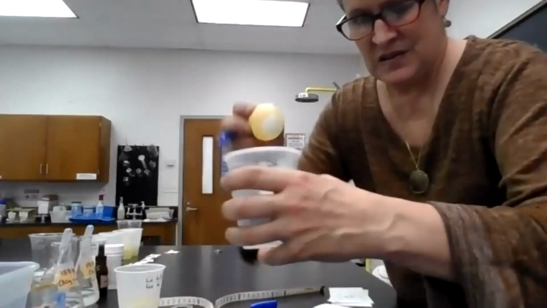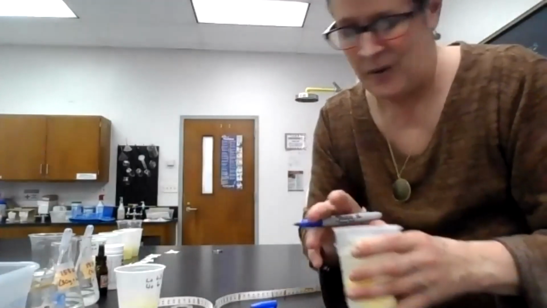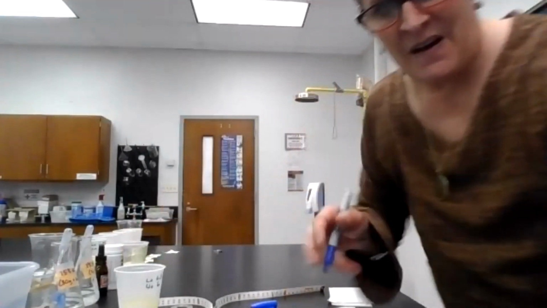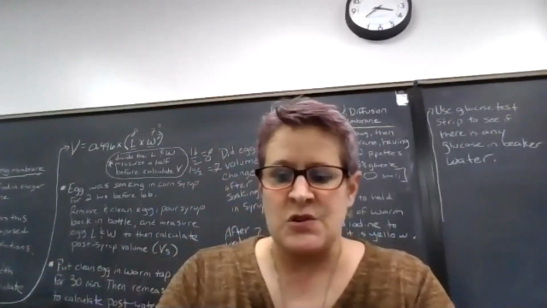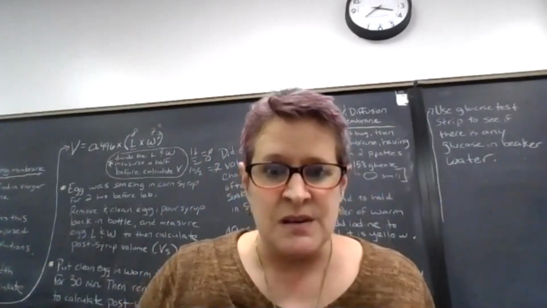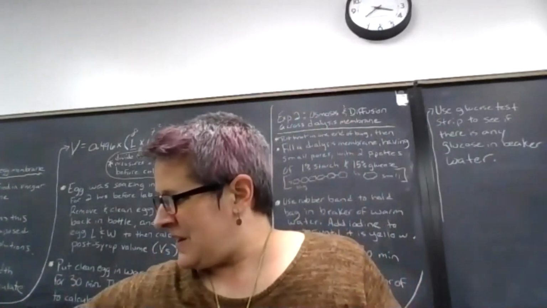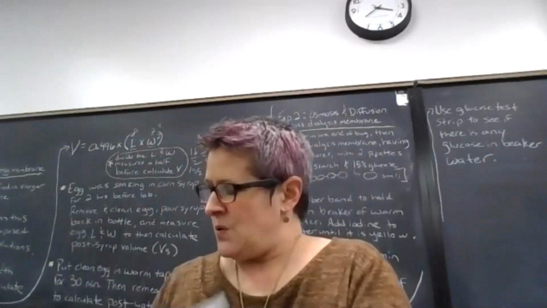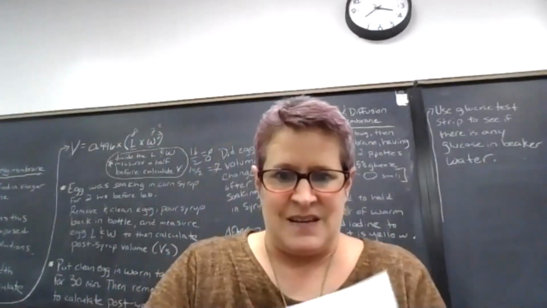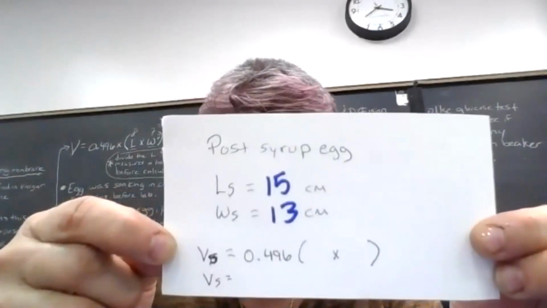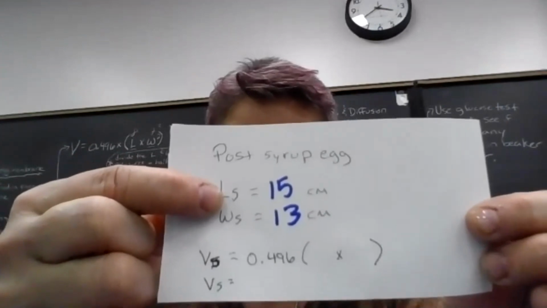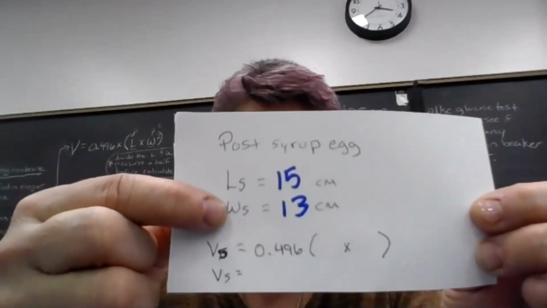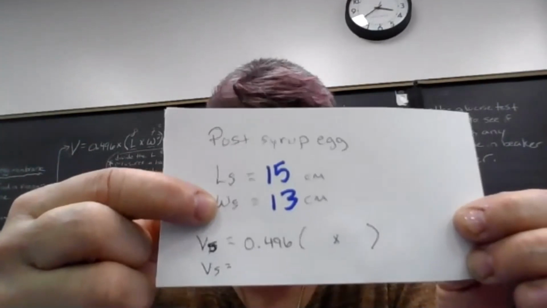Now that I've got the measurements, I'm going to plop that egg into some water and let it sit there for half an hour. So now let's calculate the new volume of the egg after soaking in syrup. This is going to be your homework. I'm telling you that the post-syrup egg, its length after the syrup was 15 centimeters. Its width after soaking in syrup was 13 centimeters.